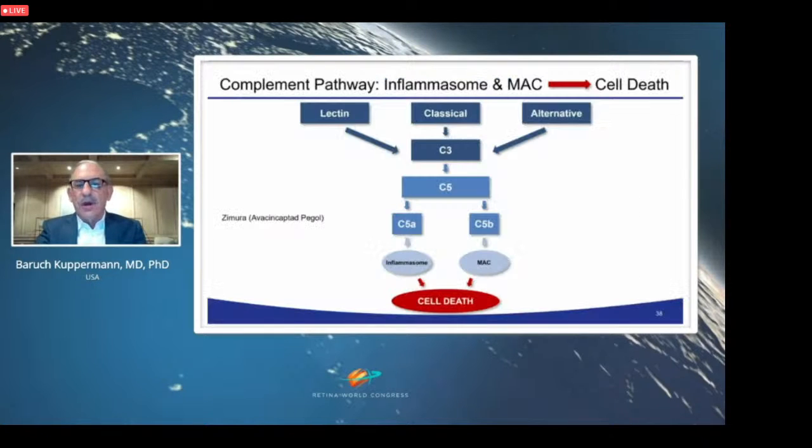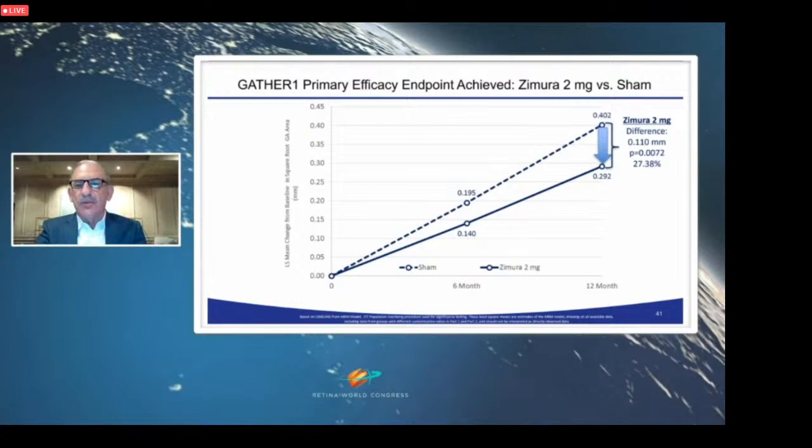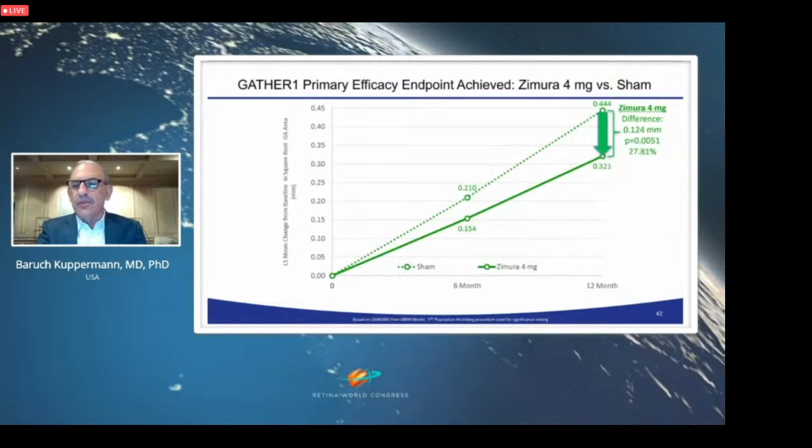We go on next to the C5 inhibition. Again, Zimura, avacincaptad pegol. The idea is further downstream inhibiting C5a and C5b. That way we inhibit inflammasome and the membrane attack complex and inhibit cell death. In the GATHER1 study that was injected monthly, there were several doses, 1 milligram, 2 milligram, and 4 milligram. If you look at the 2 milligram versus sham, there was a 27% or so reduction in the growth of the GA lesion. And if you look at 4 milligram versus sham, there was a 27, 28, not much difference at all.